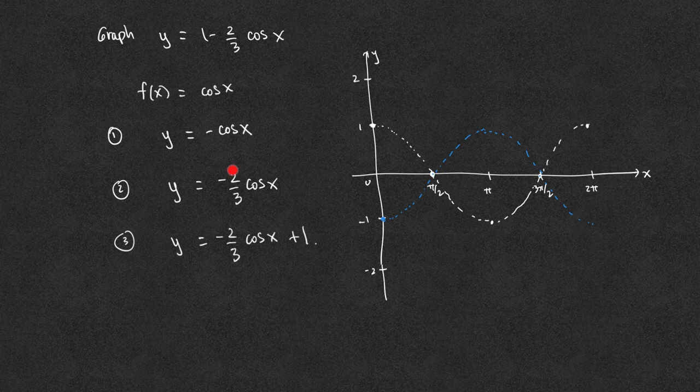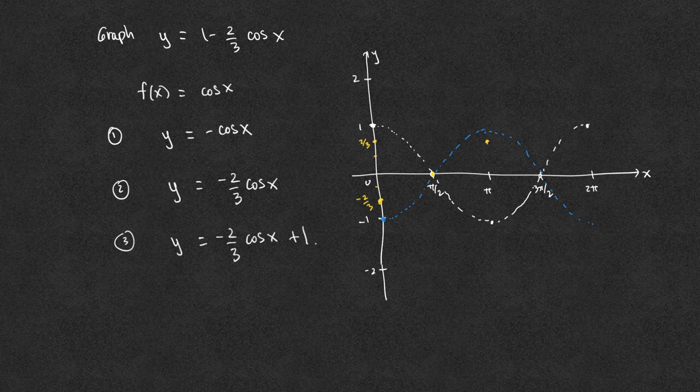Next, the 2/3 in front will shrink the graph by a factor of 2/3. And so if y equals negative 1, shrink it by a factor of 2/3, we will end up with negative 2/3. At x equals pi over 2, y equals 0. If we shrink 0, we'll end up with 0. At x equals pi, y equals 1, and 2/3 of 1 is 2/3. And so, at x equals pi, the new y value is 2/3.